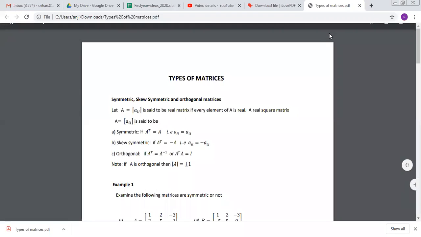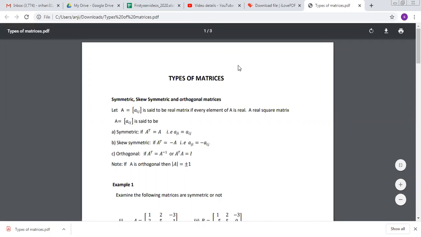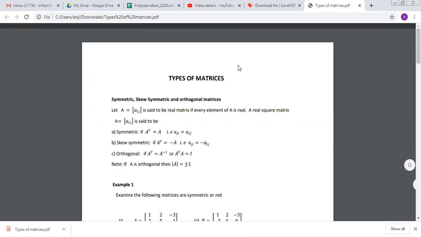Hello everyone. In this lecture, I am going to explain about some special types of matrices. They are symmetric, skew-symmetric, orthogonal matrices, and Hermitian, skew-Hermitian, unitary matrices. Right. So let's see the definitions of symmetric, skew-symmetric, and orthogonal matrices.